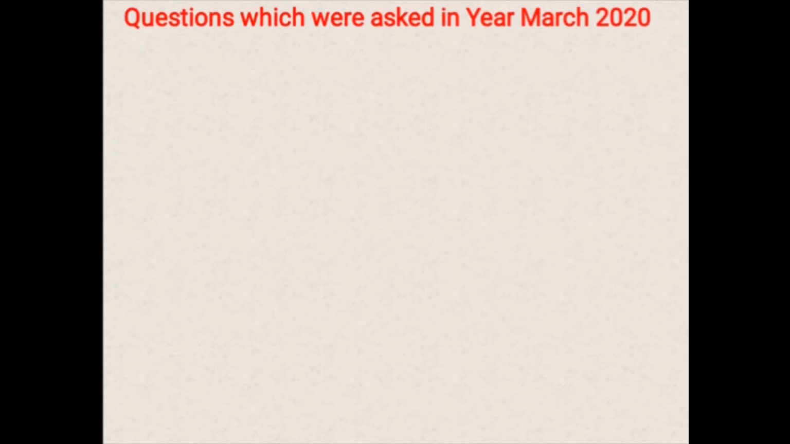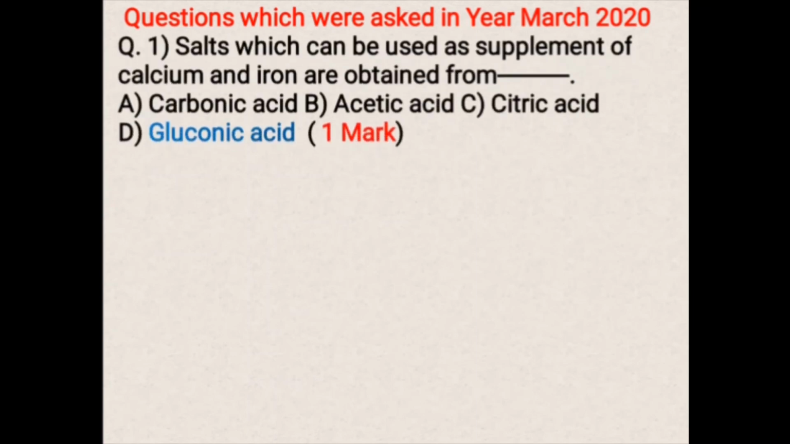Now let's discuss the questions which were asked in March 2020. First question: salts which can be used as a supplement of calcium and iron are obtained from dash. And the answer is gluconic acid, which was asked for 1 mark.